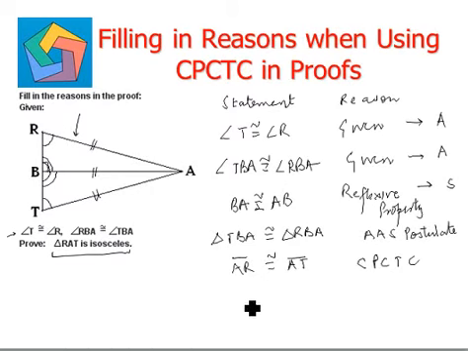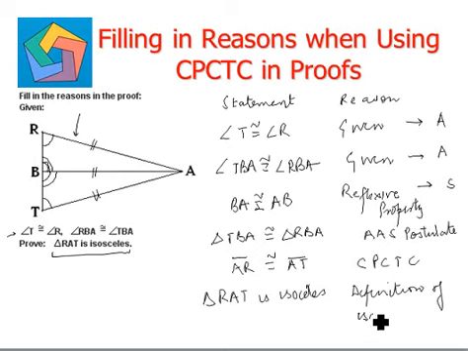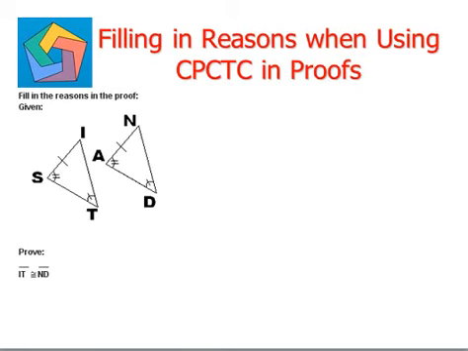And this proves that the triangle RAT is isosceles by the definition of isosceles triangle, which states that two sides of the triangle are equal. Definition of isosceles triangle. So this proves that triangle RAT is isosceles. Let's move to the next question.